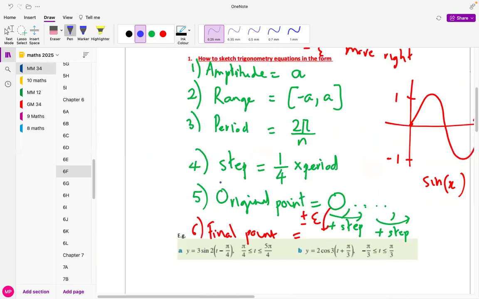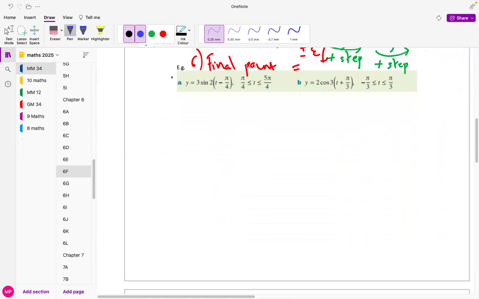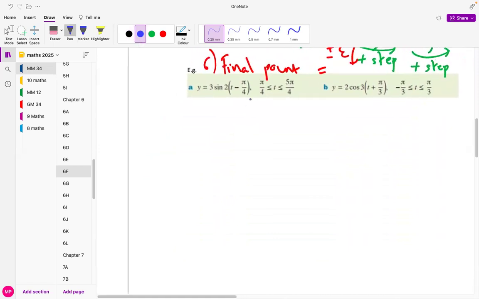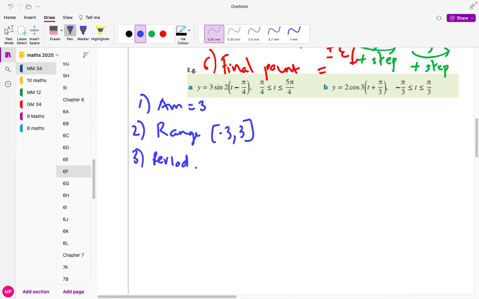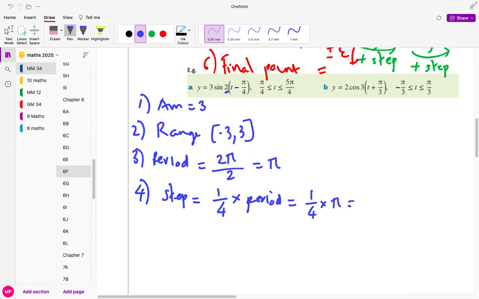We're going to do an example of how to apply this technique. Underneath here, I do have an example with the graph and the domain as well. My first step is to find the amplitude, and the range will be -3 to 3. Now the period is 2 pi over n, and n is the number in front of t, which is the coefficient 2, so the period is pi. The step is 1/4 times the period, so 1/4 times pi is pi over 4.